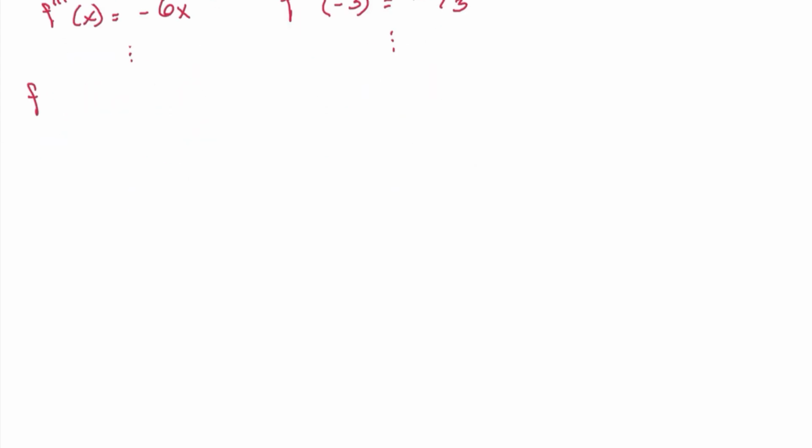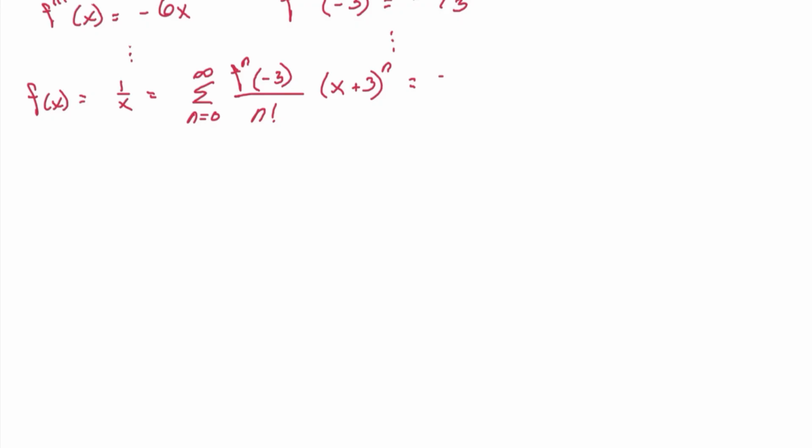So f of x, which is 1 divided by x, we can think of as the sum from n equals 0 to infinity of the nth derivative of f at negative 3 divided by n factorial times x minus a. x minus negative 3 is x plus 3 raised to the n. So let's list out some terms and see if we can find that pattern that we need.